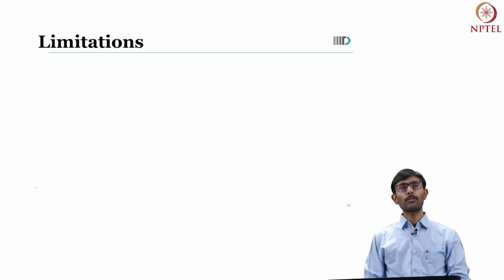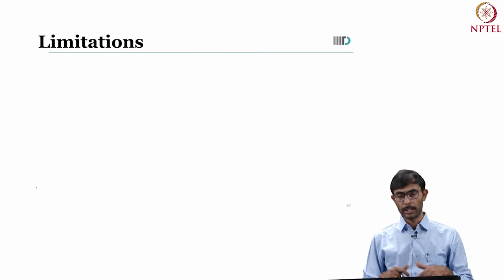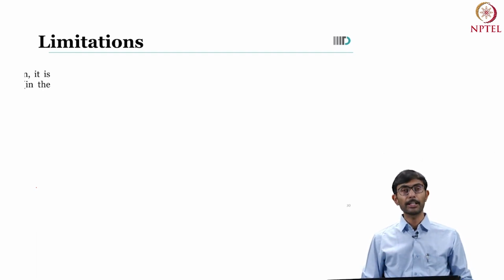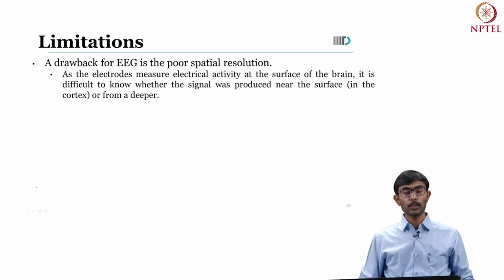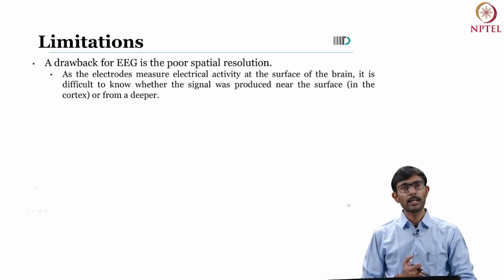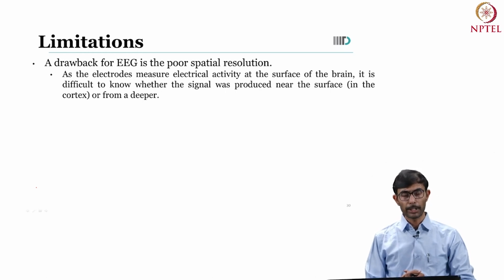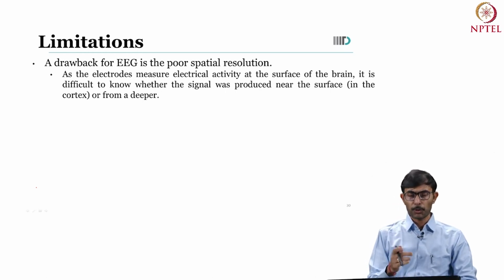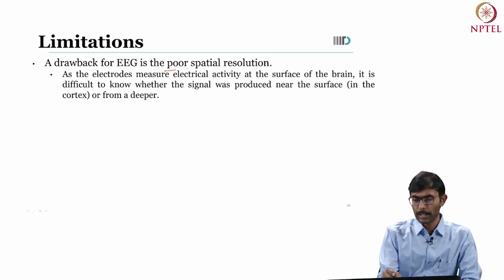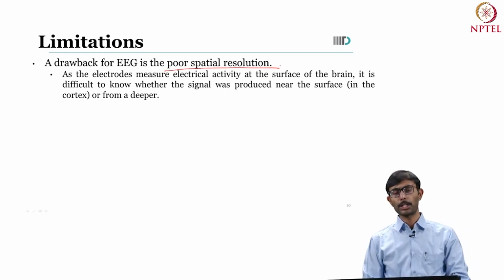Perfect. So now we have already understood the EEG signal, and I hope that we are a bit excited about the use of the EEG signals. With that, we also have to understand that there are certain limitations associated with the EEG signals. One limitation, which is very common with the EEG signal, is that it has a very poor spatial resolution.